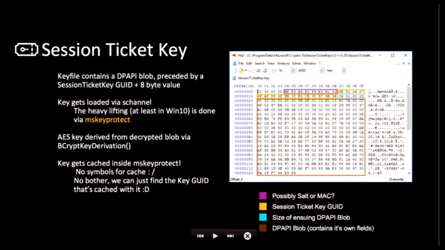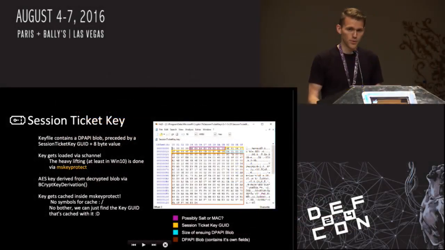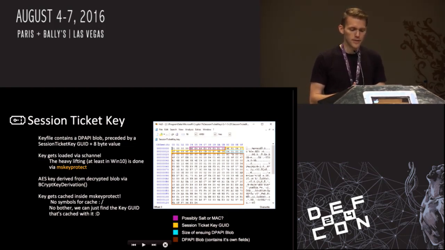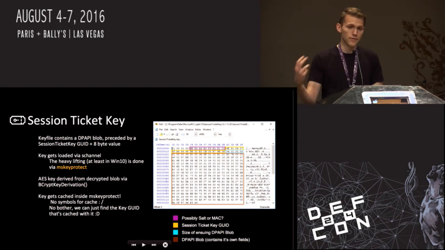They do cache this key in memory as well, so we don't have to go to disk to get it once we export it. What we can do is pull it out of the cache, and there's no symbols for the cache. But if we have the key GUID, which gets stored in the session ticket that gets sent across the wire, then we can just reference that, because I know what the structure looks like and I know the offset.